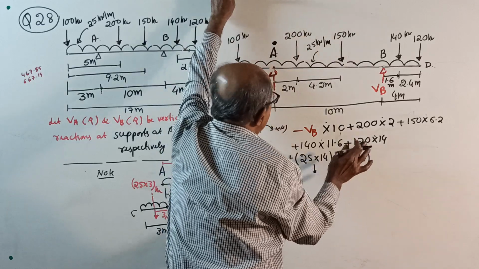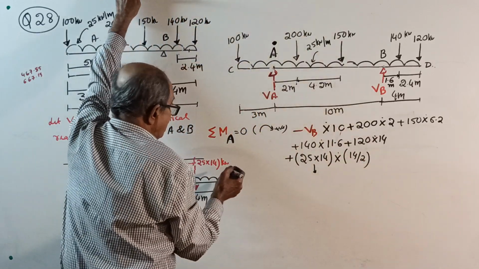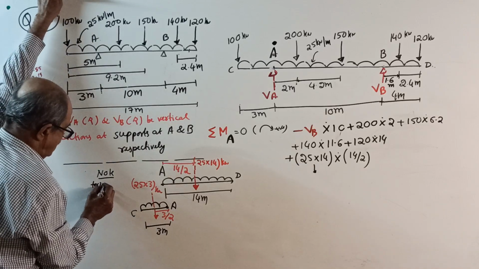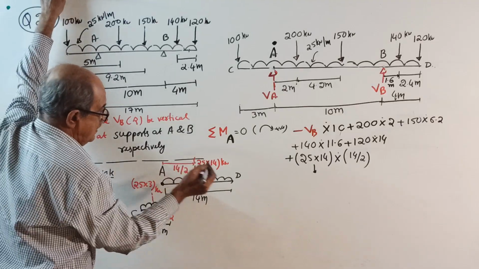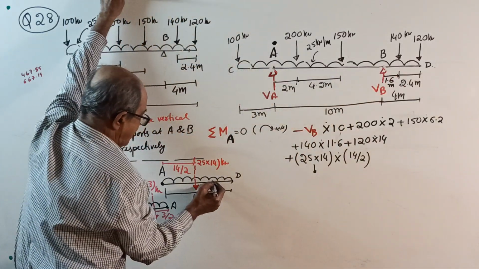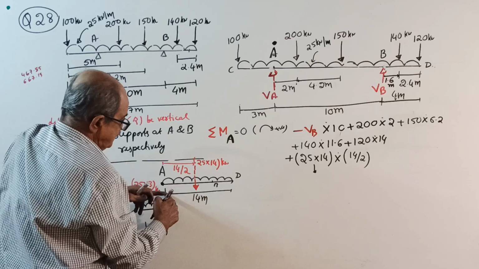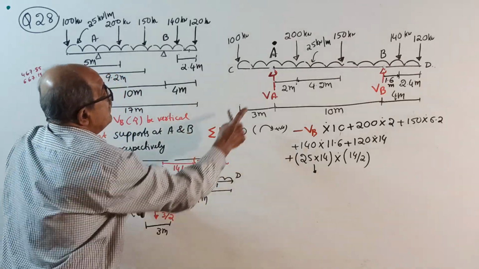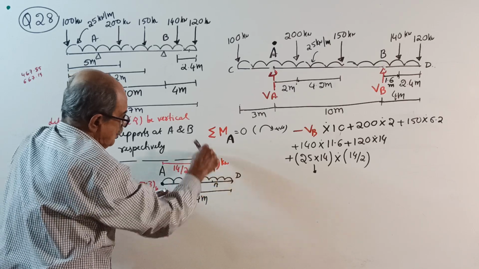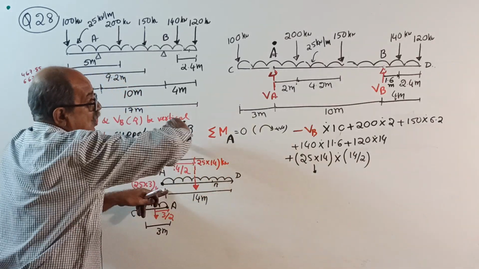Now, if you got difficulty, see a note here. See, note only for UDL. For UDL, see, A is here. This is D. B will not come. B is somewhere here. We are not interested in B. This length is 14 meter. 25 kN per meter. For 14 is the total load, 25 into 14 into 14 by 2, clockwise.